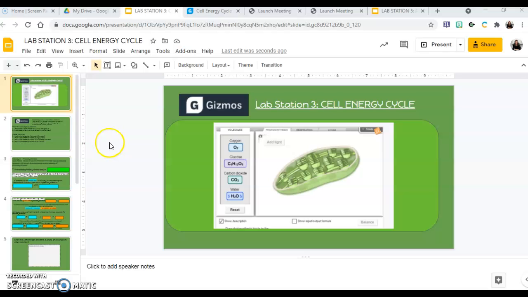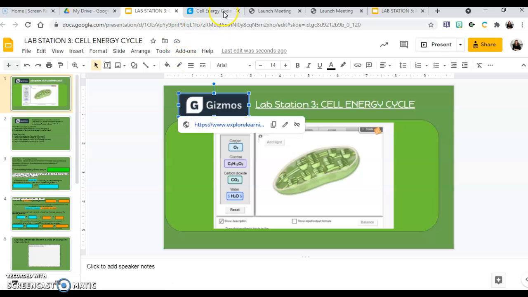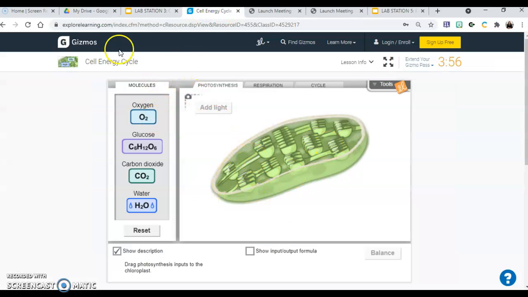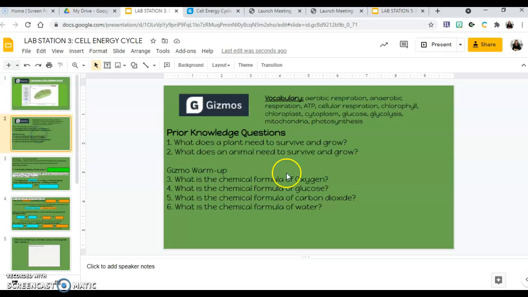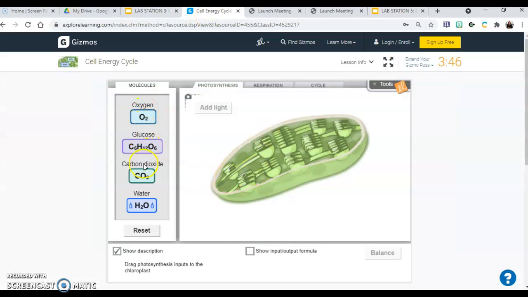Okay, so this is lab station 3, cell cycle energy. You click on your gizmo, it's going to open up here, right, to the chloroplast. Okay, first slide is just warming up. It wants to know what the chemical formula is for these items: oxygen, glucose, carbon dioxide, and water. So you're just copying it right from there.